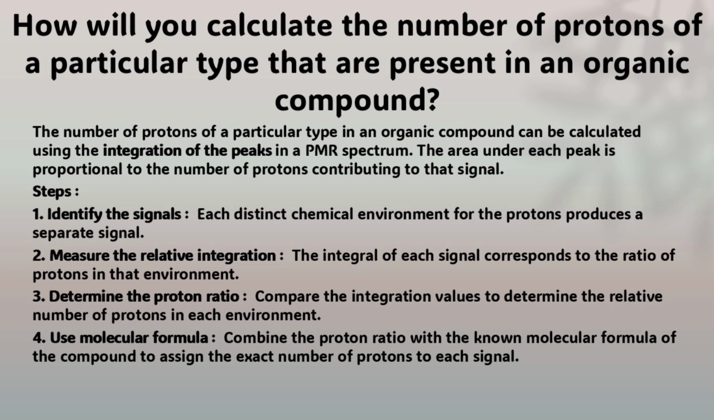Steps: 1. Identify the signals. Each distinct chemical environment for the protons produces a separate signal. 2. Measure the relative integration. The integral of each signal corresponds to the ratio of protons in that environment. 3. Determine the proton ratio. Compare the integration values to determine the relative number of protons in each environment. 4. Use molecular formula. Combine the proton ratio with the known molecular formula of the compound to assign the exact number of protons to each signal.